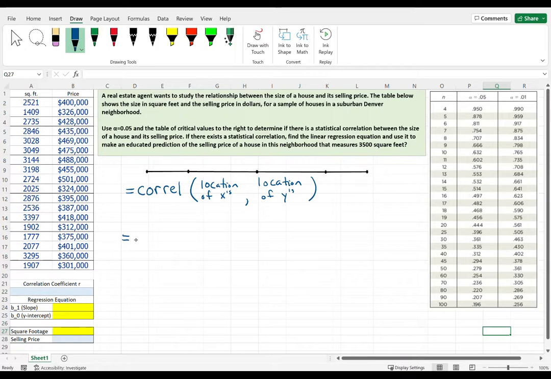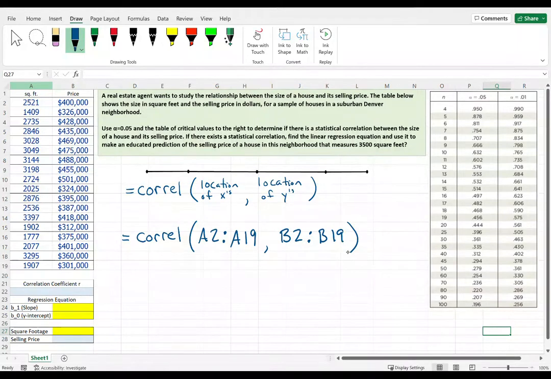So what we're going to type in is equal CORREL parentheses. The x values are here in column A. They start at location A2 and they go up to A19. Okay, so that's where the x's are. And then we have to tell Excel where are the y values, where they are sitting in positions B2 down to B19. Okay, and that's what we're typing in. I'm going to put it in this blue box right here for the correlation coefficient. And it's a very quick process calculating the correlation coefficient.